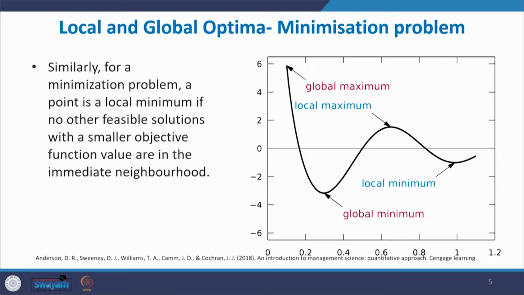Similarly, in a minimization problem, a point is a local minimum if no other feasible solutions with a smaller objective function value are in the immediate neighborhood. Look at this point. This is a local minimum, and this is also a local minimum, and this too, because no other values in the immediate neighborhood are smaller. Then it is called a local minimum.